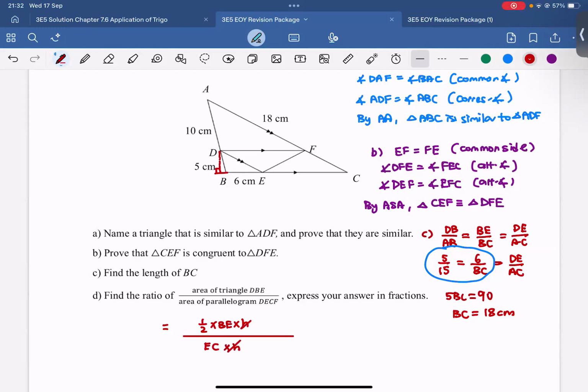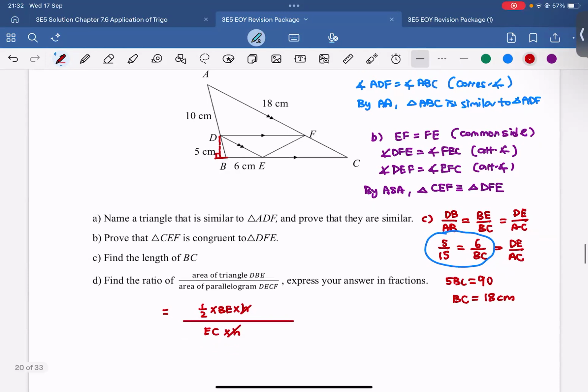So you can see the height will cancel. BE is actually 6. What is EC? EC is 12, because this whole thing AC is actually 18. So in the end, you get 1/4. A quarter.